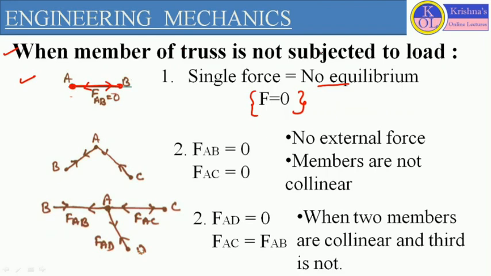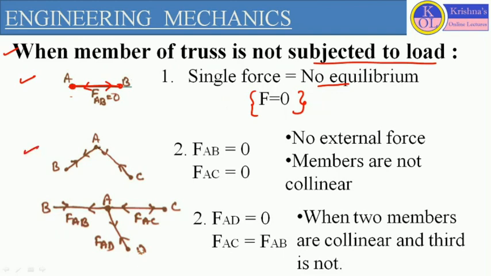So the condition is: when any truss member is not subjected to actual load, in that condition this particular single member will not have any actual load, neither actual compressive nor actual tensile load.